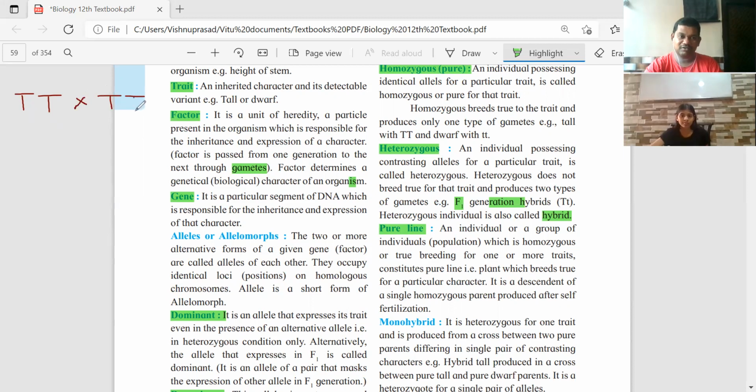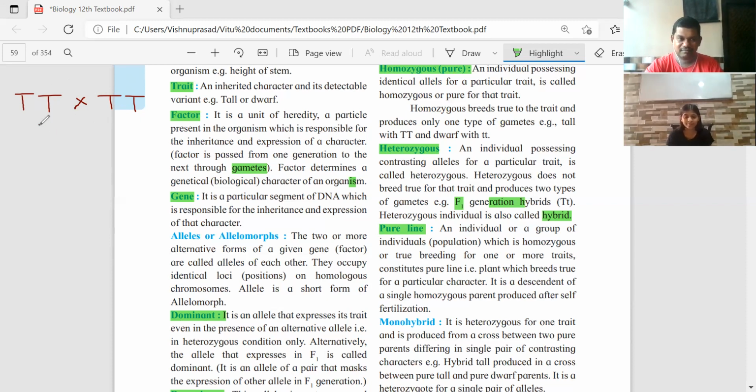Whenever you are writing a cross or representing it, this is how it is shown. This is called a cross. We represent it written like this, but practically it is done in another way. So the parental generation is dominant homozygous tall crossed with another individual which is also homozygous tall. Both are homozygous for the same character. Now this is the genotype that is written, consisting of 2 letters, 2 alleles.